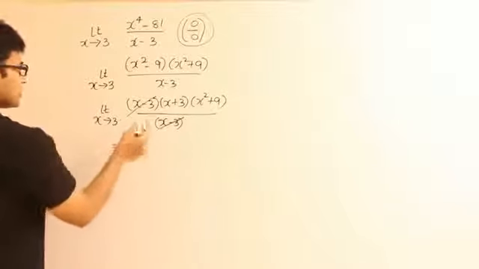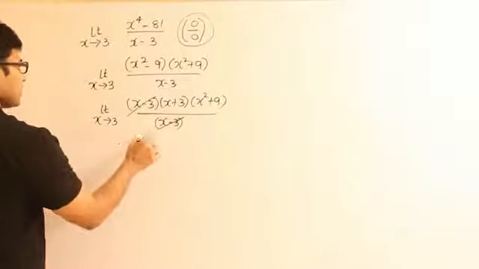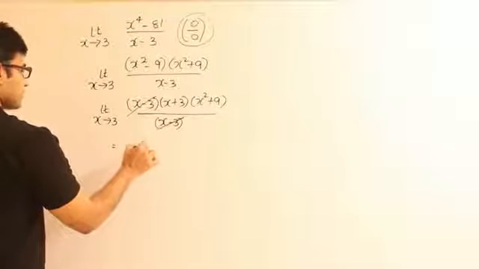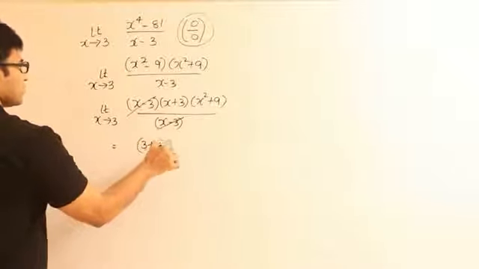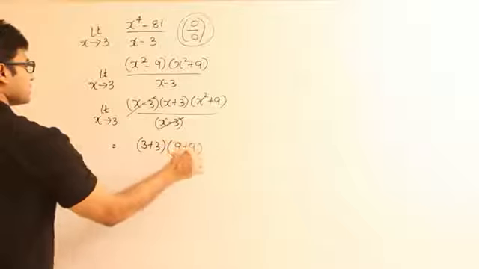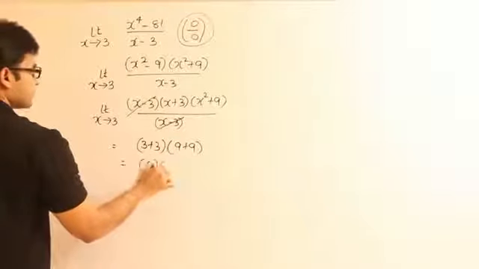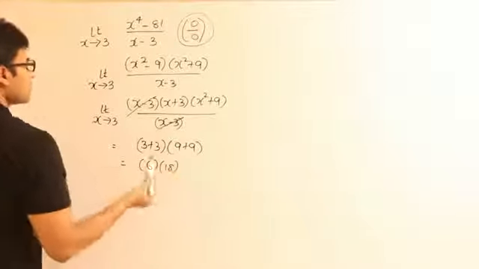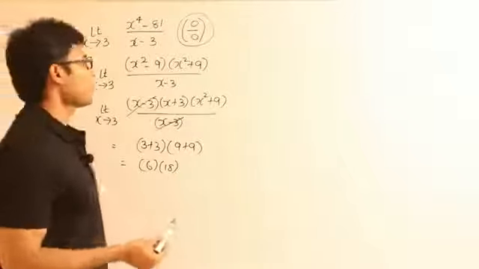Then what do we get? If I substitute in place of x 3, then we get 3 plus 3, right, into 9 plus 9, 6 into 18. So you can simplify it. Okay, so that is how you can solve it.